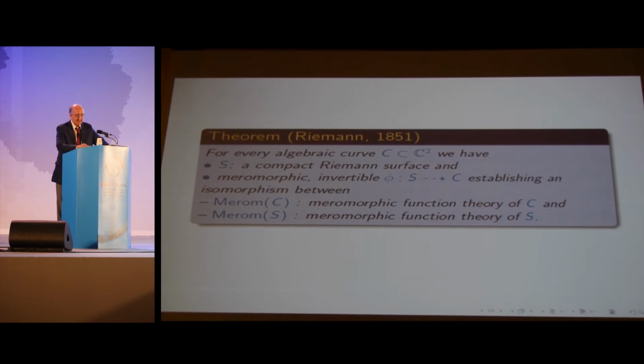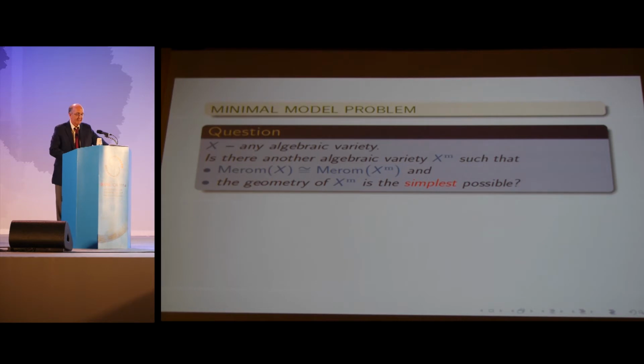in some sense, it is a theorem like this that is the aim of the higher dimensional structure theory of algebraic varieties. But it took some time to find it. So this is what we call the minimal model program. So we start with any algebraic variety X. I will explain what an algebraic variety is, so you don't have to worry about it now. Then the question is, is there another algebraic variety X sub M, M is for minimal, such that these two varieties have the same meromorphic function theory.